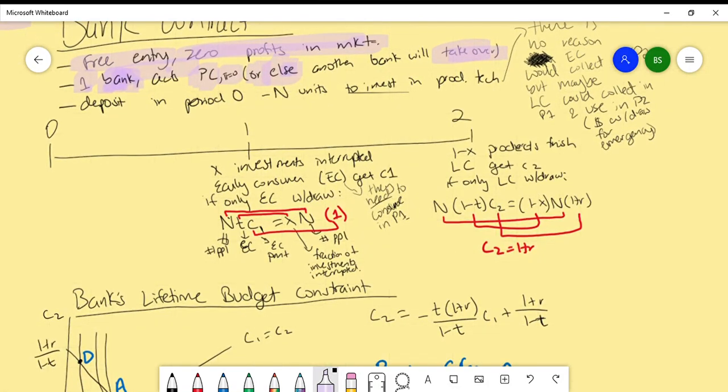So first, there are N units invested, by each of the N people who invests $1.